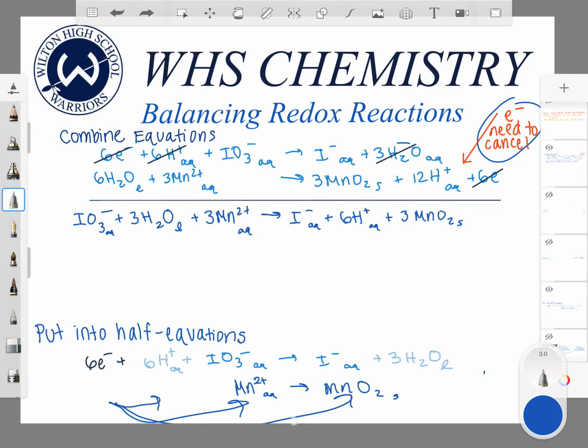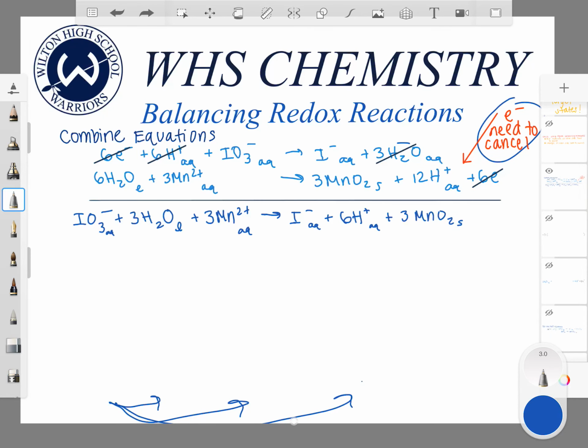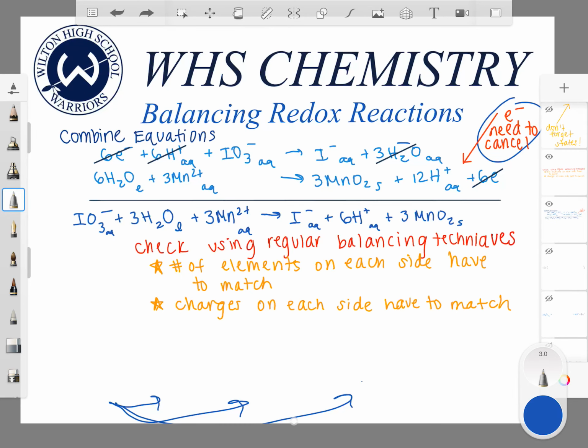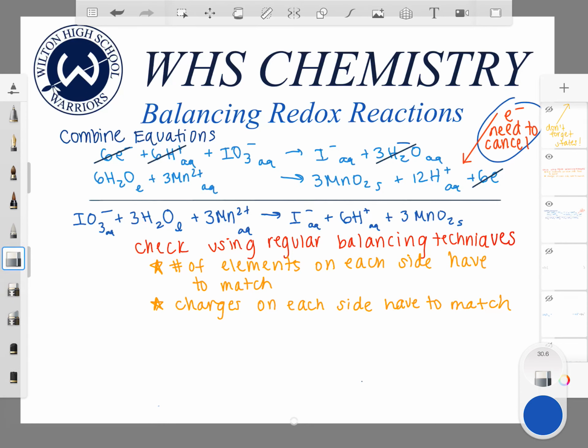A few things that are important to remember: you can check using regular balancing techniques. Like I said earlier, the number of elements on each side has to match, just like normal balancing. So you have to check there's the same amount of hydrogen on this side as on this side, and Mn, and also oxygen and any element that's there. You also have to make sure that the charges on each side match. So if you did this whole process right, then it should be correct.